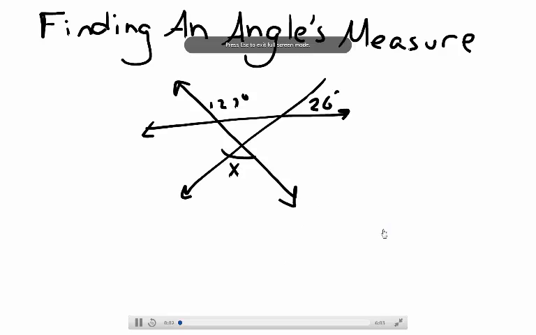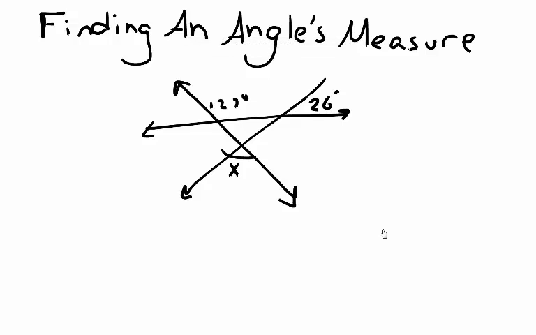In this video, we'll be finding an angle's measure based on given information. Suppose we're asked to find angle X. We're given information on an angle of 127 degrees and an angle of 26 degrees. One good strategy to use is to try to find the sum of the interior angles of the triangle.